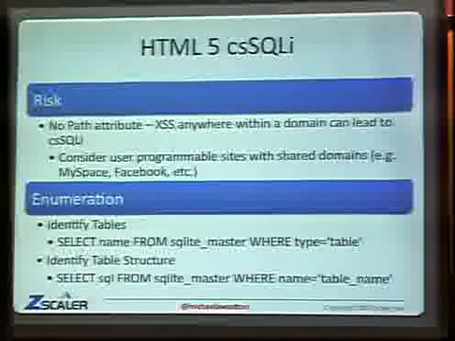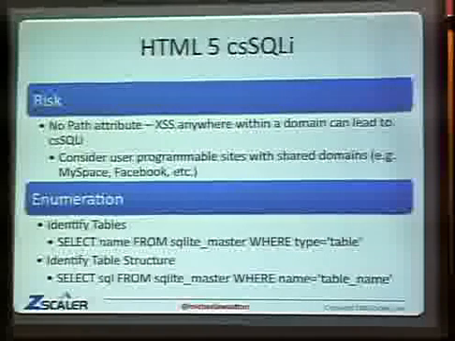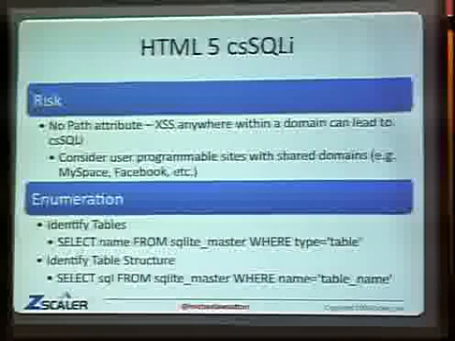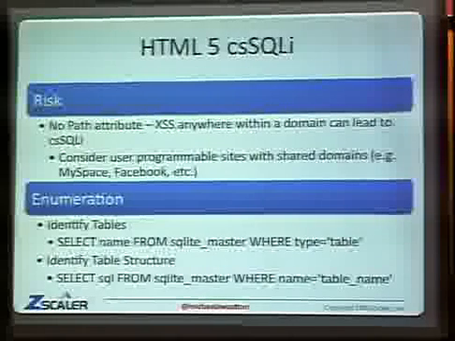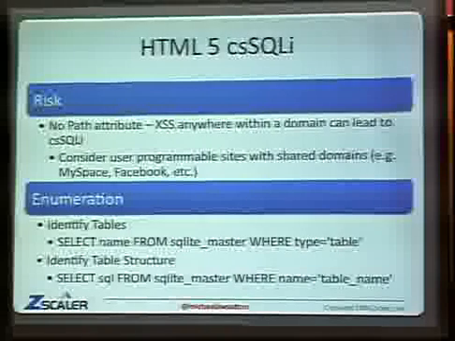What are some of the risks associated? So this is the same thing. If I have cross-site scripting, I can still query that same database. In this case, there is no concept of the path attribute. So I can query it regardless of where on the domain this database was actually created. So think of sites that have a lot of user-supplied content, maybe somebody else has created a cross-site scripting vulnerability.